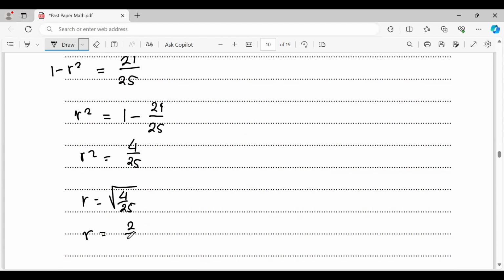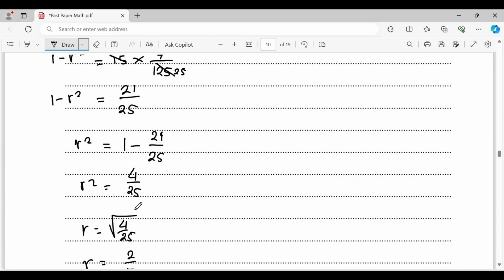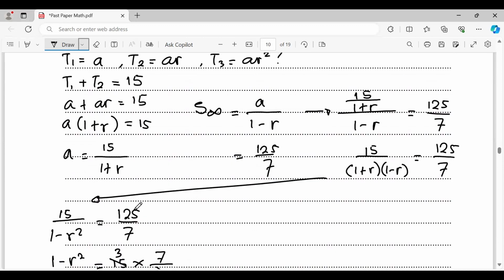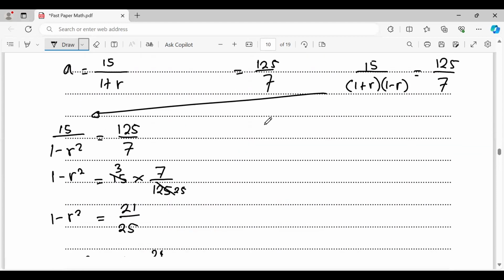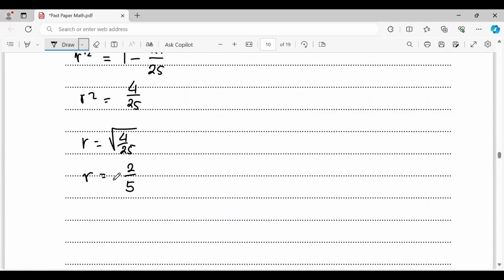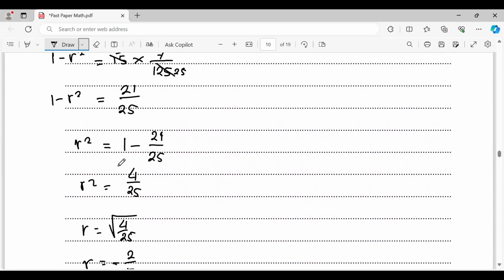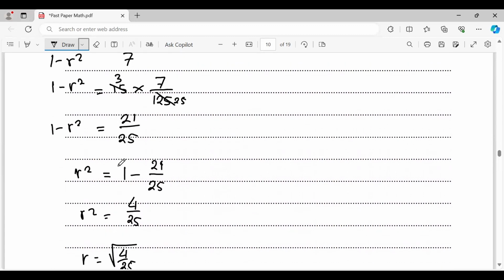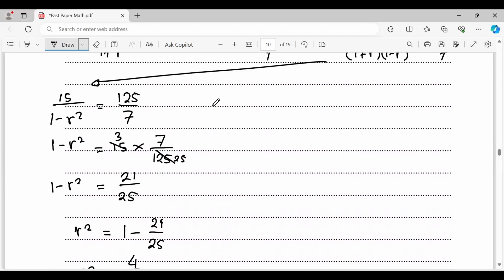2 over 5. Now look here, that A over 1 minus R means R is supposed to be less than 1. So it means R, the series of R, is negative. All right. Now we're going to find the third term.